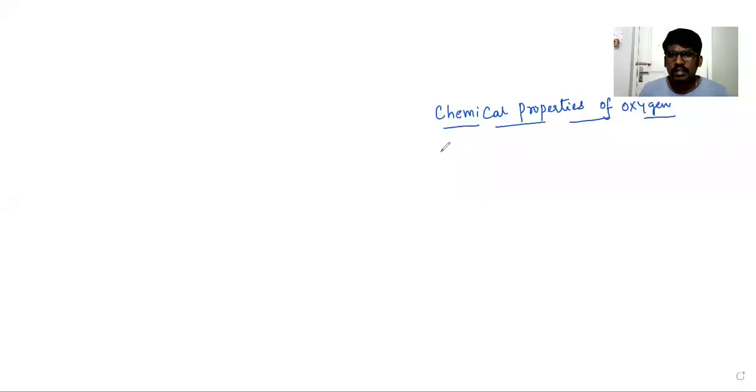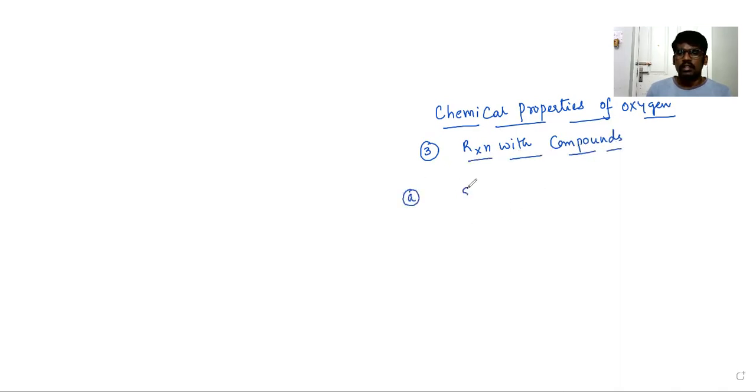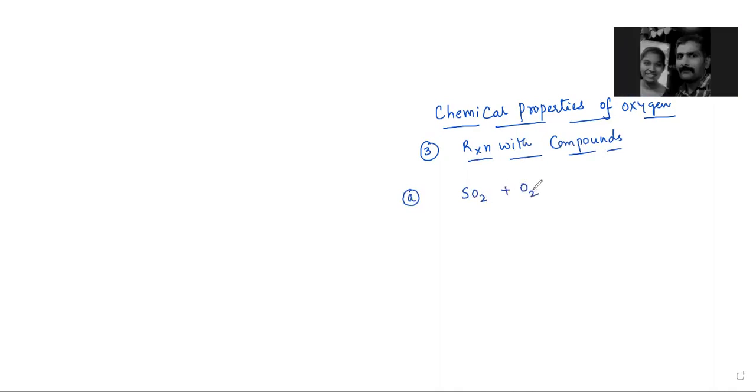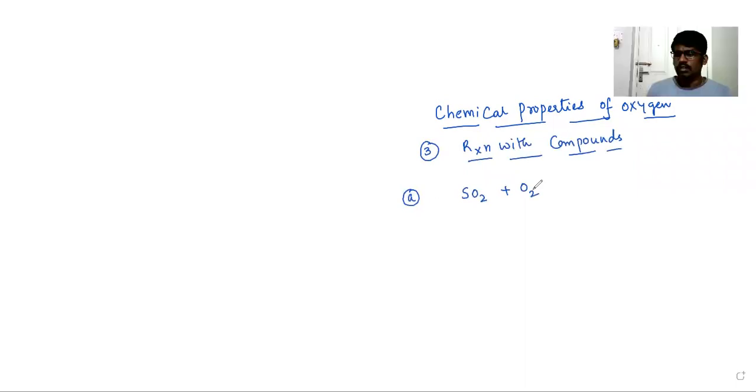Under chemical properties of oxygen, children, we need to discuss the third one, that is reaction with the compounds. So far, metals and non-metals we have discussed. Under that, a reaction with sulfur dioxide. First reaction, that is SO2 plus O2. It can be taken as SO3.